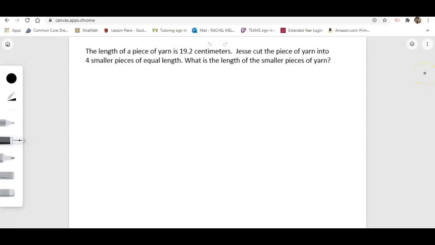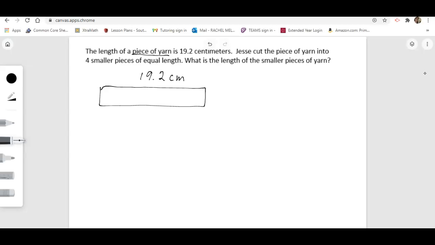All right, so the question that we're going to start with says the length of a piece of yarn is 19.2 centimeters. Jessie cut the piece of yarn into 4 smaller pieces of length. What is the length of the smaller pieces of yarn? All right, so if I'm drawing my strip diagram, think of the strip diagram as the piece of yarn, okay? So this whole strip diagram, they're telling me the yarn is 19 and 2/10 of a centimeter. So this whole thing is 19 and 2/10.